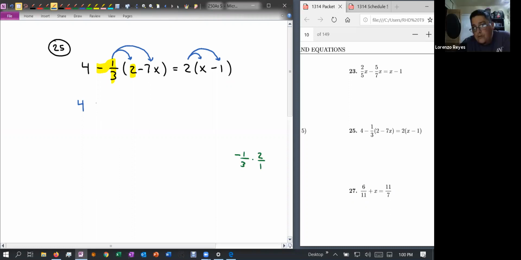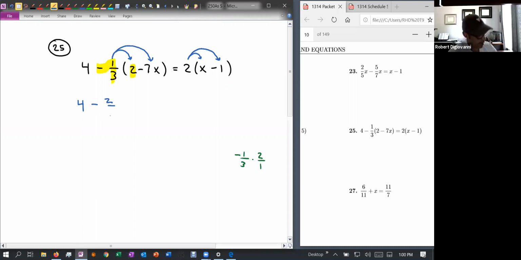Negative 2 over 3. Okay, so that's that first multiplication. The next multiplication we have to do is negative 1/3 has to hit the negative 7x. So we've got to go negative 1/3 times the negative 7 over 1x. Notice I wrote that negative 7 as a negative 7 over 1. And then just go straight across. What do you get?